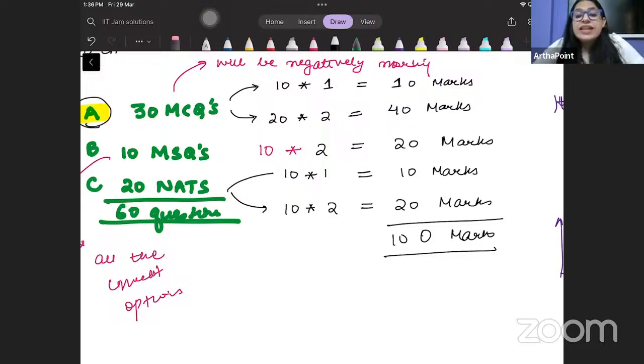Now, what is a NAT question? What do we mean by NAT? In NAT questions, you will not be given any option. So in NAT question, beta, there will be no option provided.